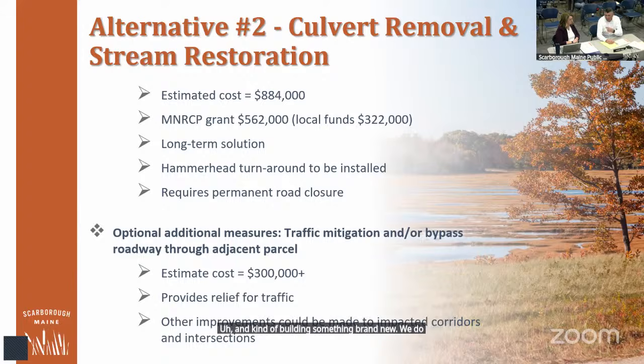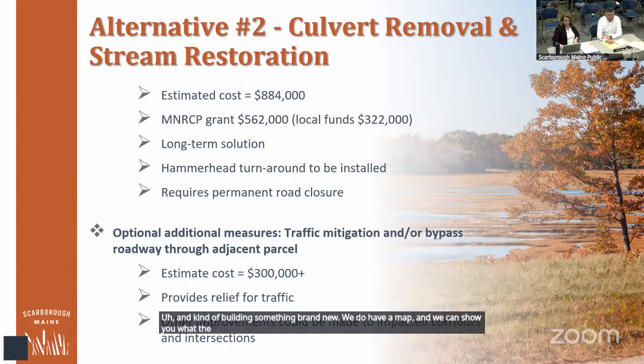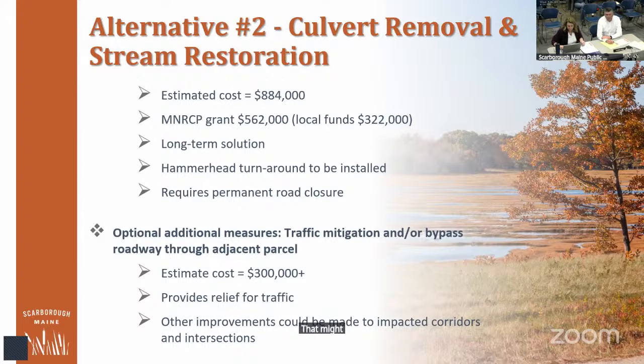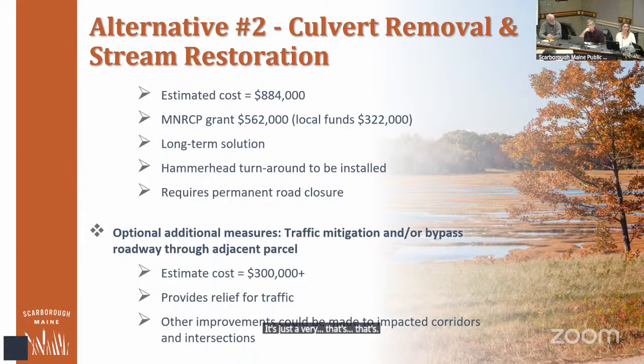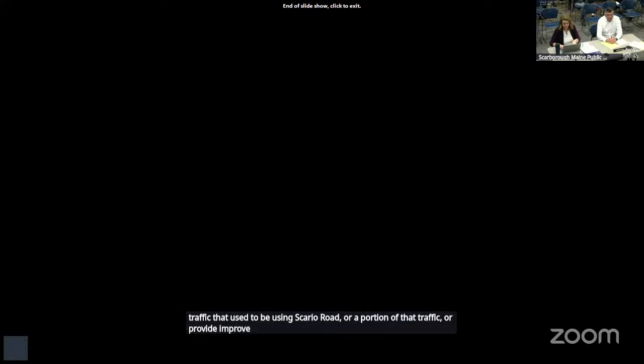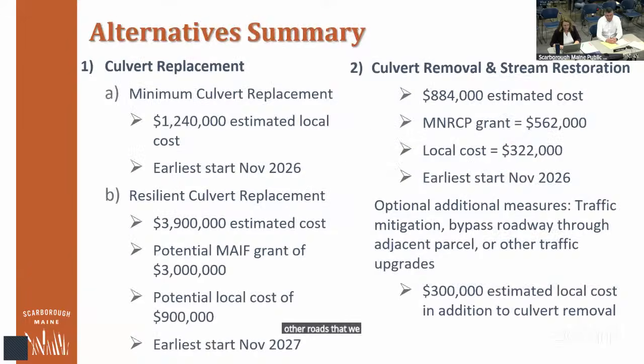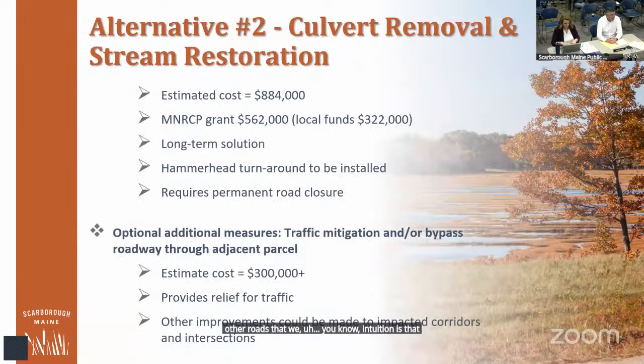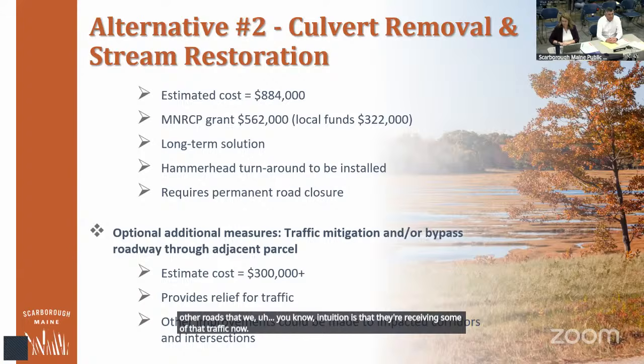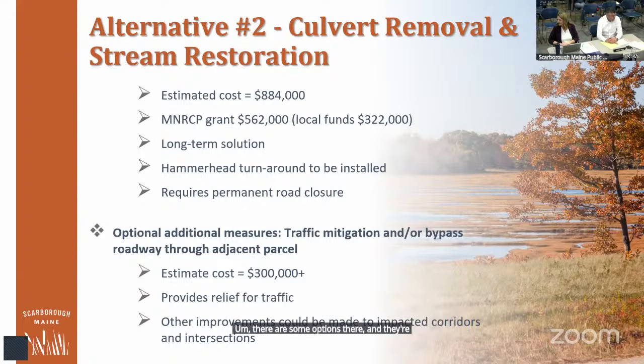We do have a map and we can show you what the traffic volumes are. People go really fast down that hill, and I think that doesn't seem like a safe alternative. We characterize that as an option. Frankly, I don't know that you need to do anything, but if you want to do something to accommodate traffic that used to be using Scotto Hill Road, or a portion of that traffic, or provide improvements to other roads, our intuition is that they're receiving some of that traffic now. There are some options there, and they're fairly low cost in the whole scheme of things.